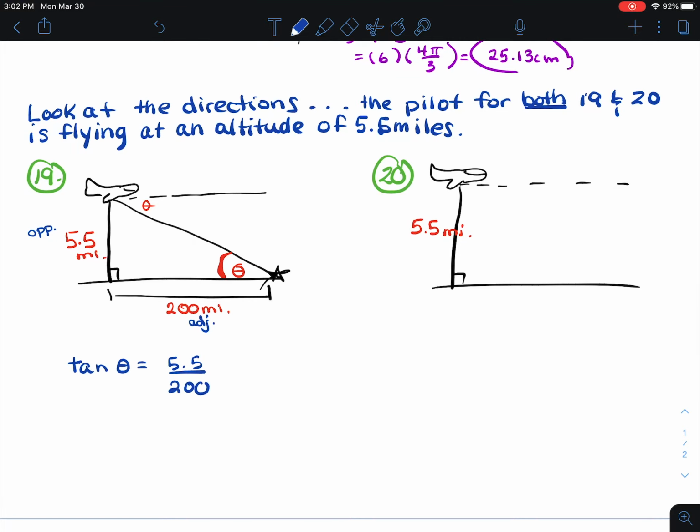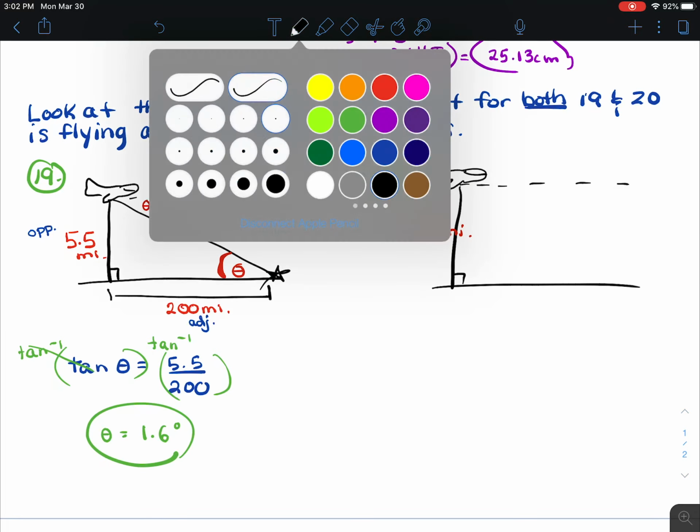I'm going to set it up like this, and then I need to show, okay, what am I actually typing into the calculator? Well, I'm actually going to type in this, inverse tangent of 5.5 divided by 200. Okay, you have to be in degree mode. We're going to carry these angles out to one decimal place. Should be 1.6 degrees.